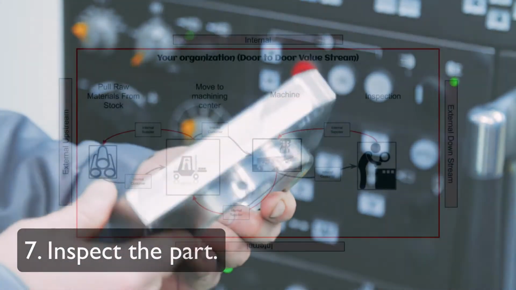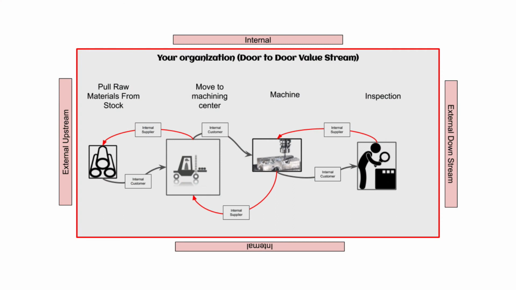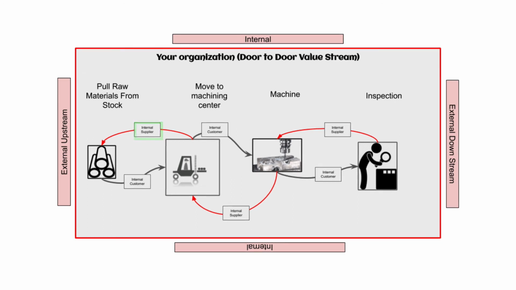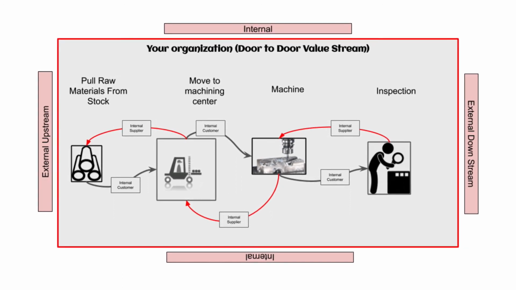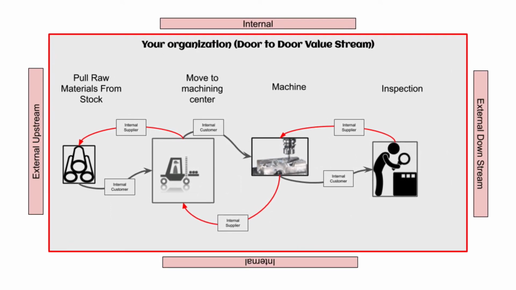In this case, the individual who delivers the raw materials to the machining center is the internal customer of the individual who is pulling the raw materials from stock. Likewise, the person who pulled from stock and gave to the person delivering in steps 1 and 2 is an internal supplier. As you can see, even within the organization, we have internal suppliers and internal customers.